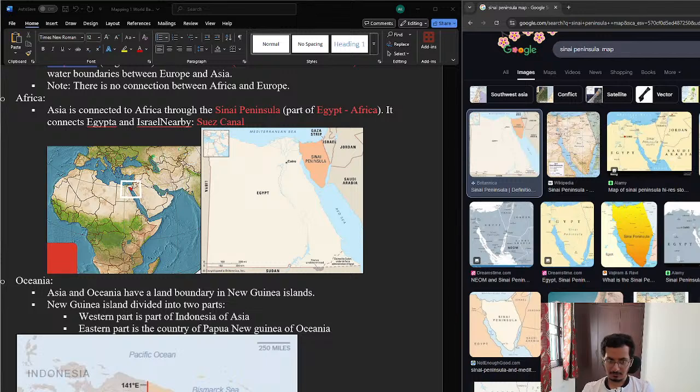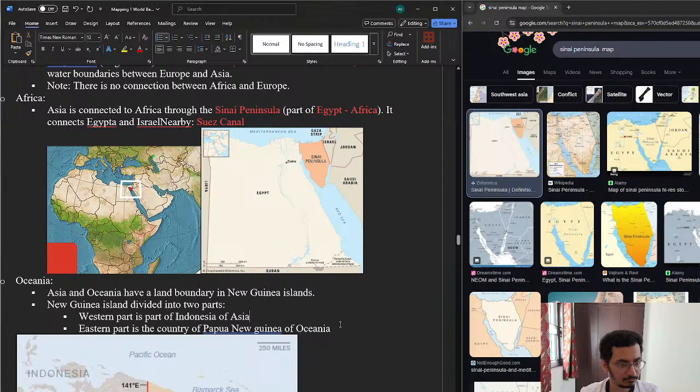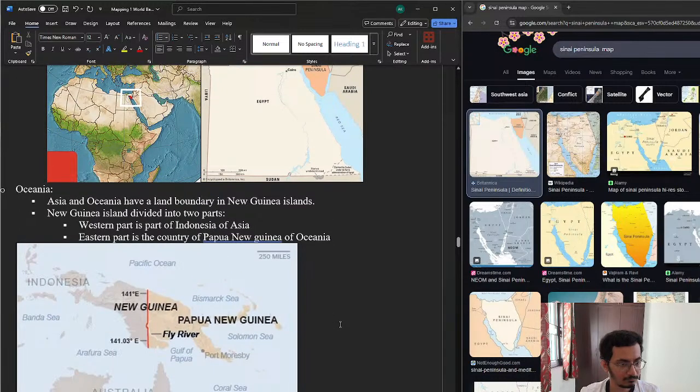There's one platform that was listed. Indonesia.